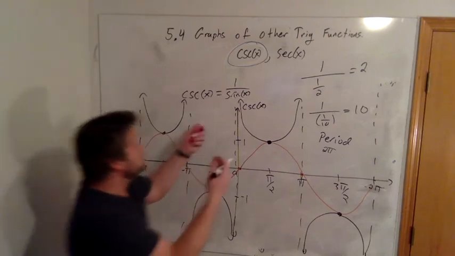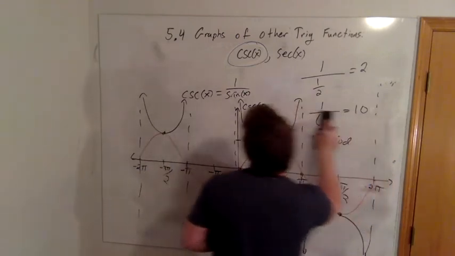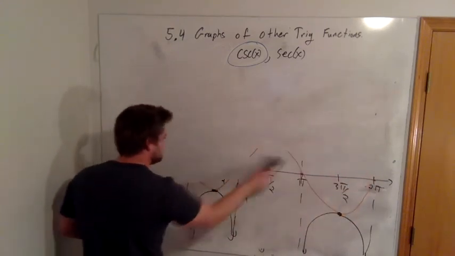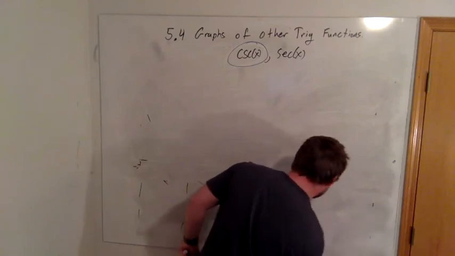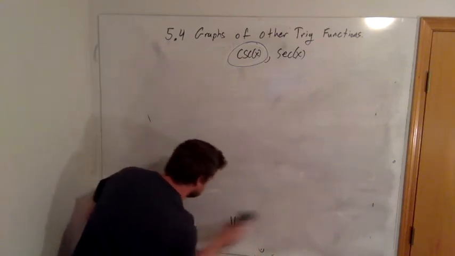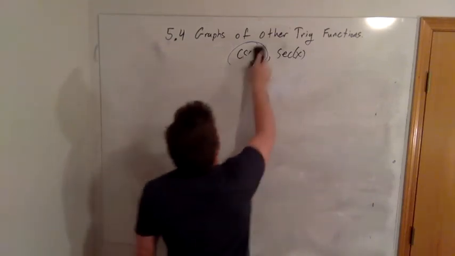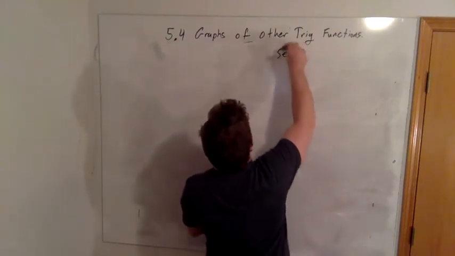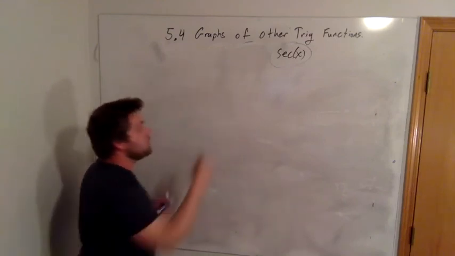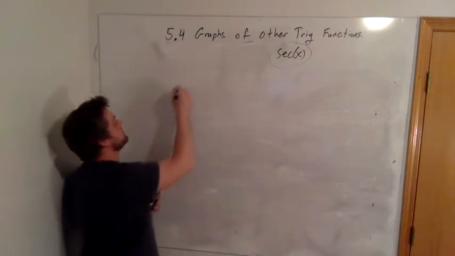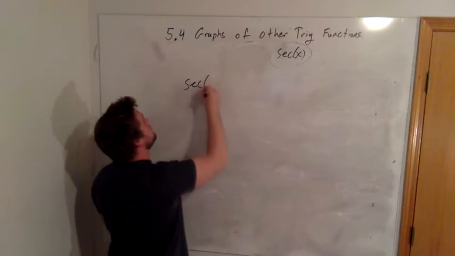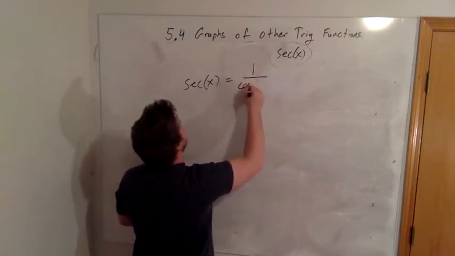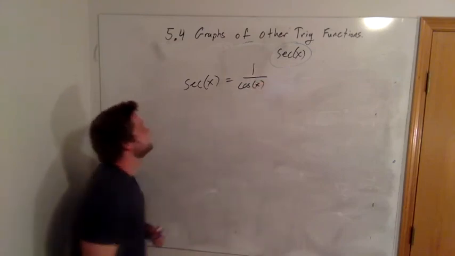Okay, let's do secant. Secant, the last one. What I would like you to do is pause the video and try to sketch a graph of secant on your own. The key thing that I remember is secant is defined as 1 over cosine of x. Give it a shot.